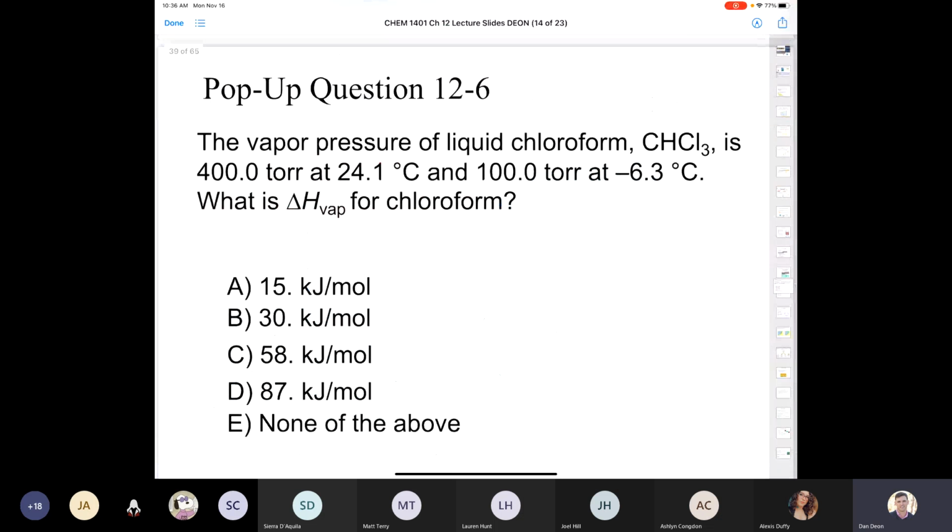So what I want you to do before the next lecture is try pop-up question 12.6, which is: the vapor pressure of chloroform is 400 torr at 24.1 degrees Celsius and 100 torr at minus 6.3. And you're going to solve the Clausius-Clapeyron equation for the delta H of vaporization.